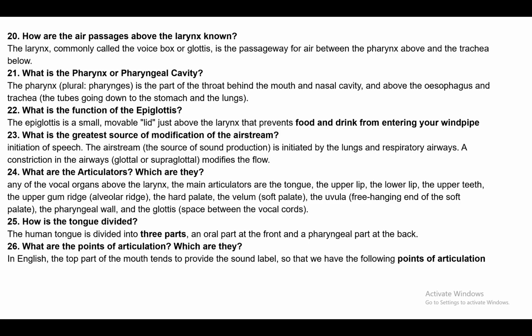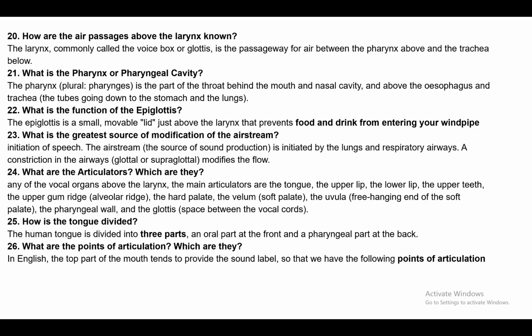24. What are the articulators and which are they? They are any of the vocal organs above the larynx. The main articulators are the tongue, the upper lip, the lower lip, the upper teeth, the upper gum ridge or alveolar ridge, the hard palate, the velum or soft palate, the uvula, the free hanging end of the soft palate, the pharyngeal wall, and the glottis, that's the space between the vocal cords.